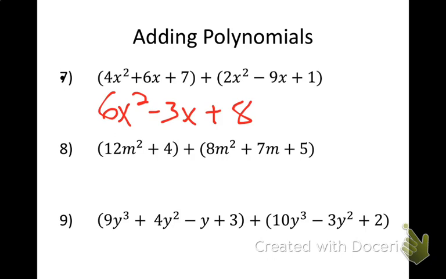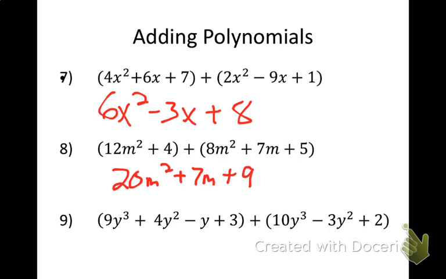Number 8: 12m to the second power plus 4 plus 8m squared plus 7m plus 5. Again, looking to combine like terms. What do you get here, John? 20m squared plus 7m plus 9.